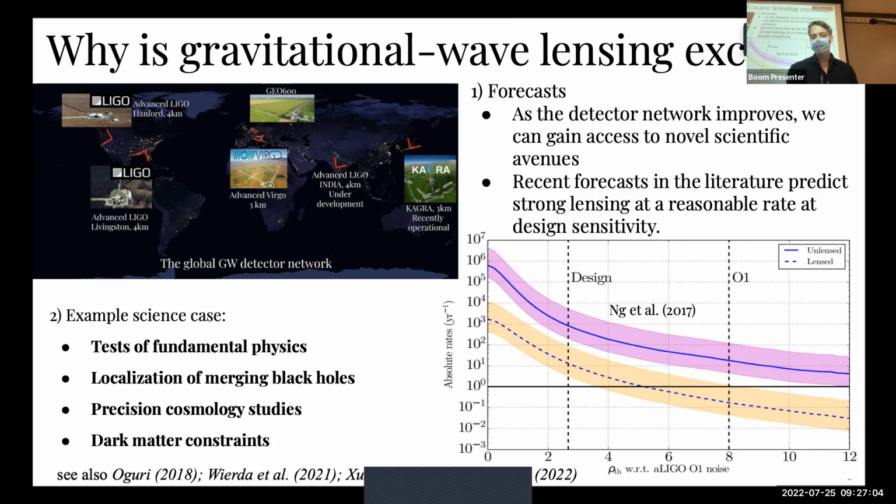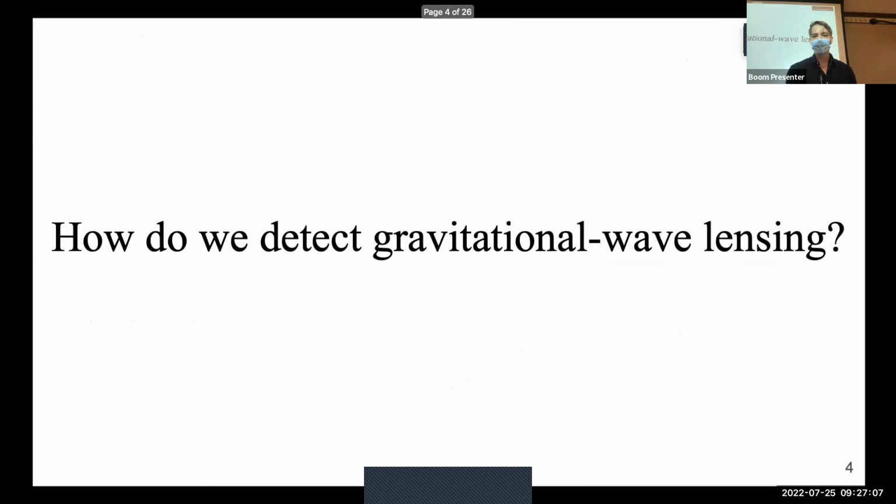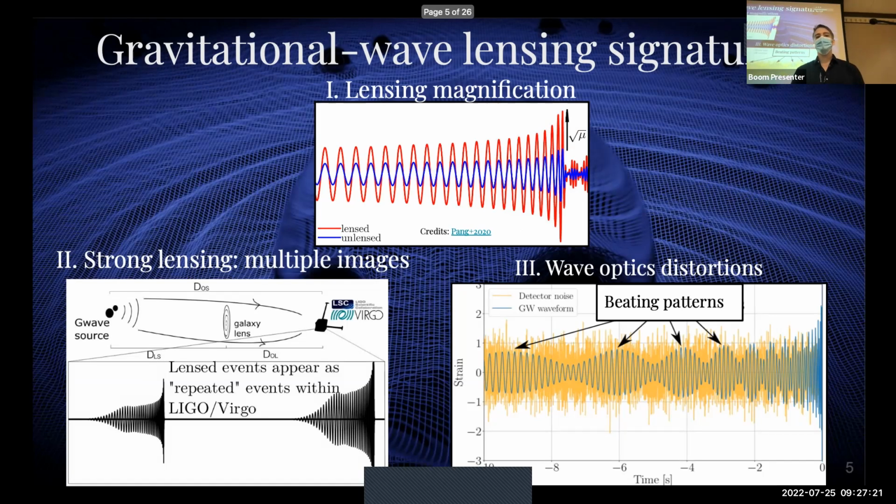Okay, so hopefully I've given a little bit of motivation why we think gravitational wave lensing is a worthwhile topic to look into, and we can move on to some of the more detailed detection methodologies. So how do we actually detect gravitational wave lensing? This depends on the lensing signature.